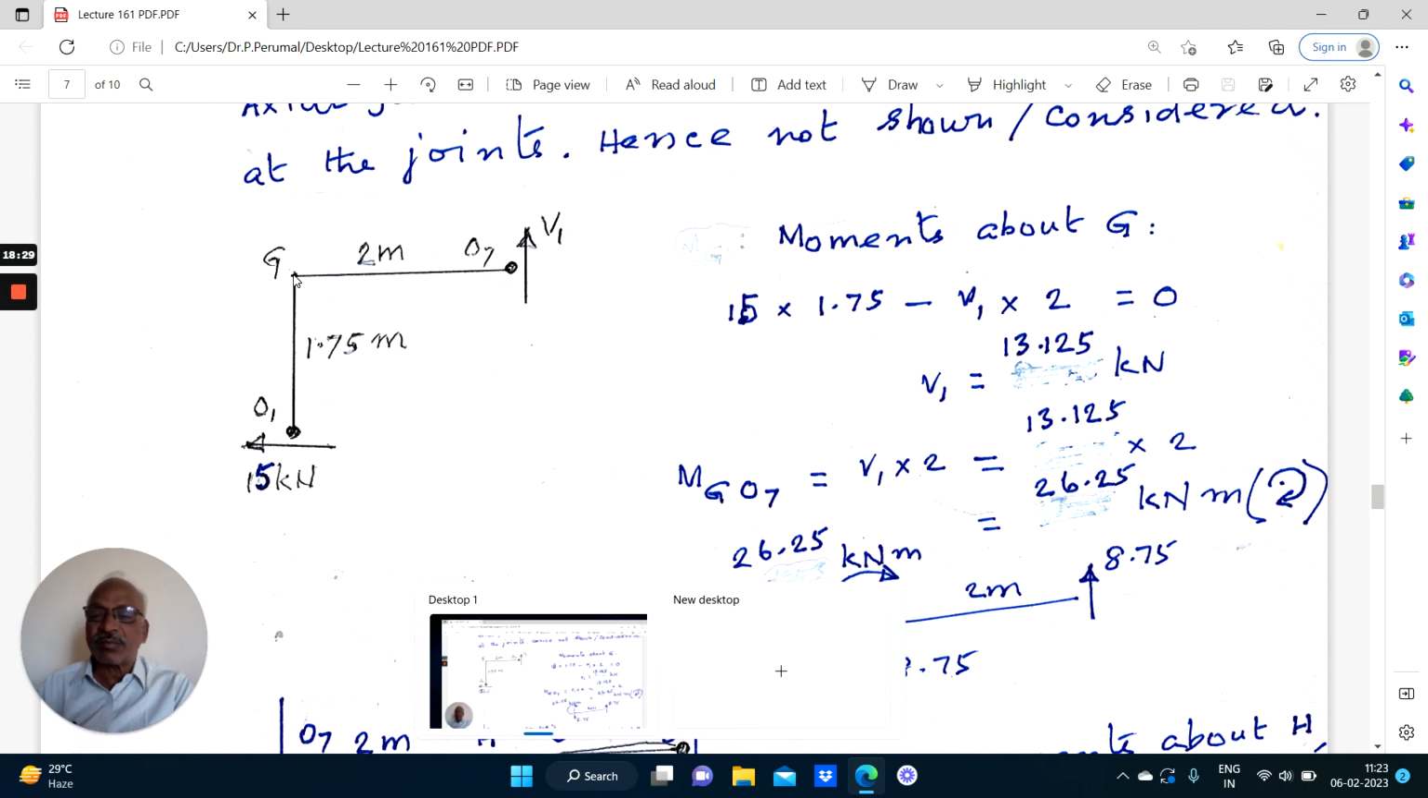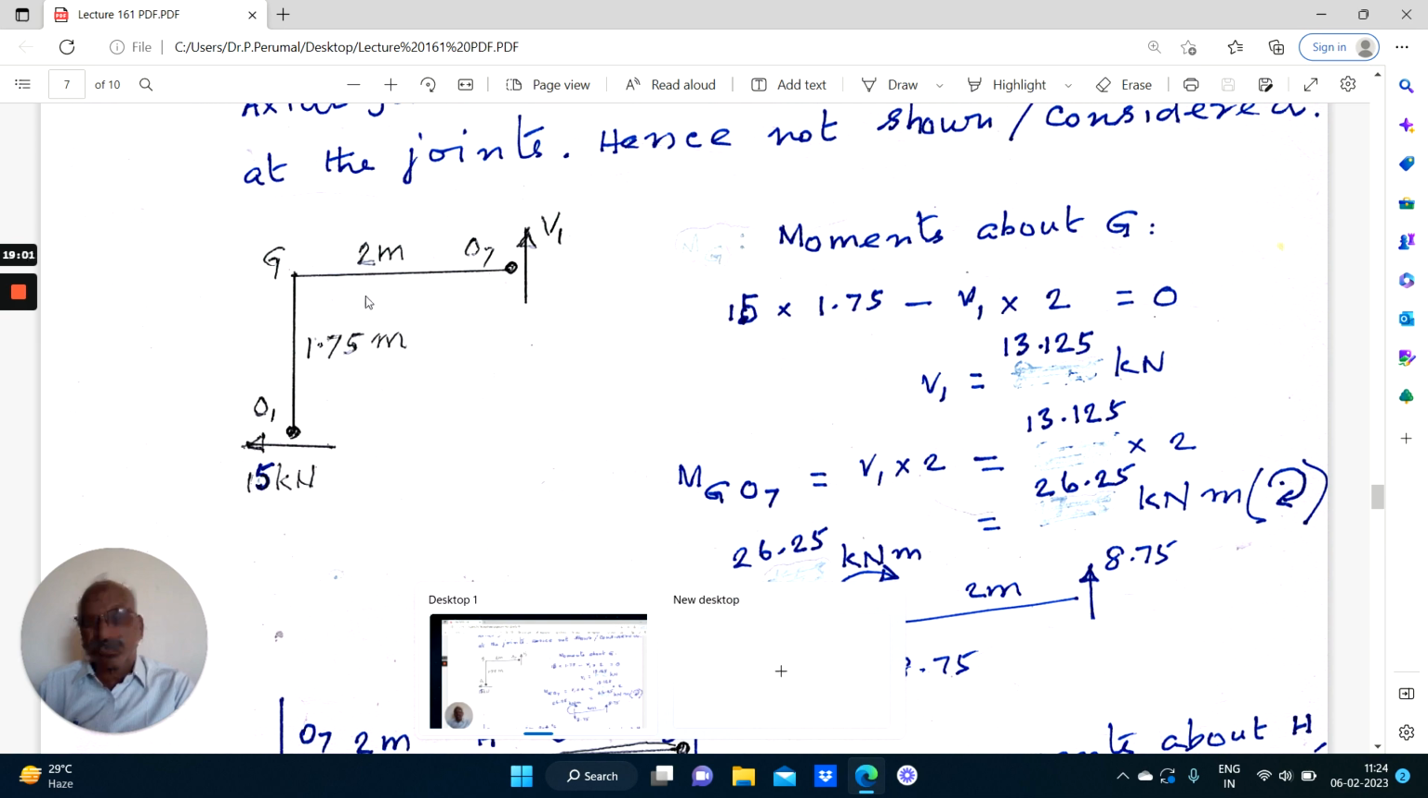We are going to take moment about the point G. So, the axial force in the member O1G and the axial force in the member O7G will not cause any moment. Therefore, the axial forces are not marked and are not going to be considered for the calculations. Even though axial forces are there, they will not cause any moment at the point G. So only lateral forces are marked.